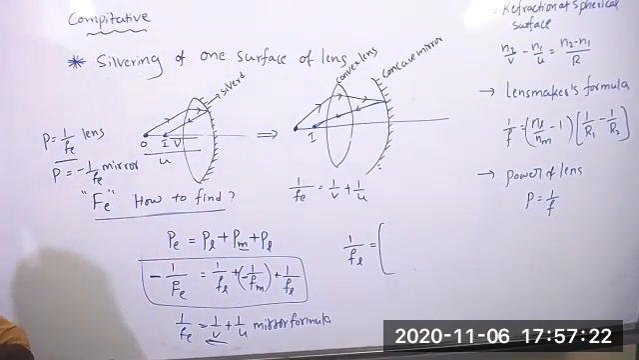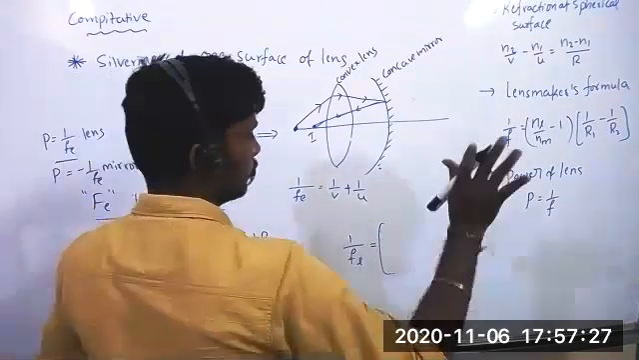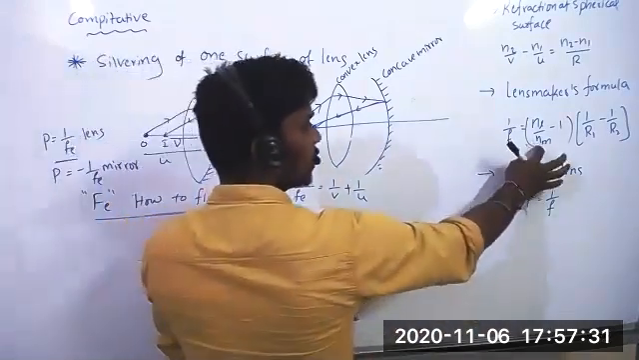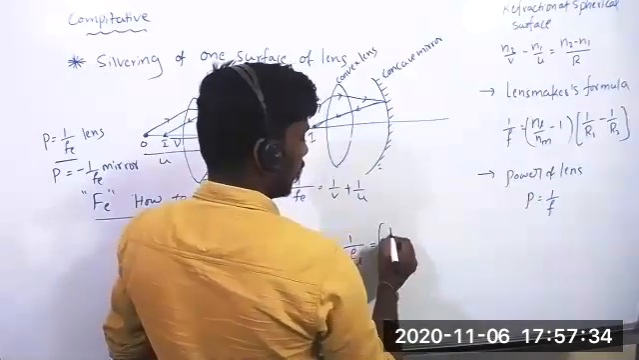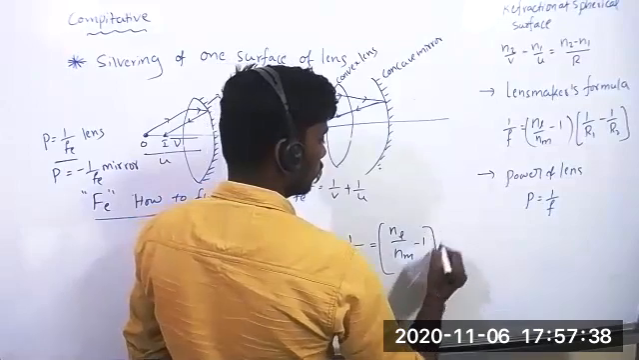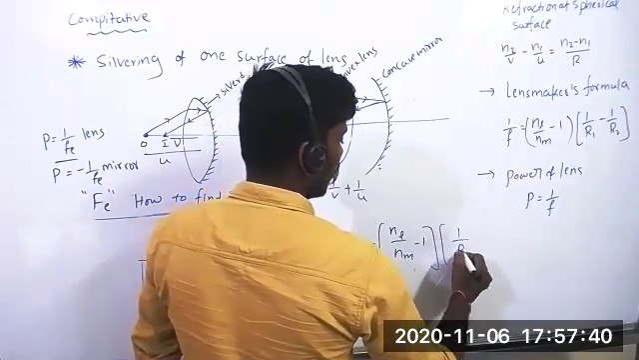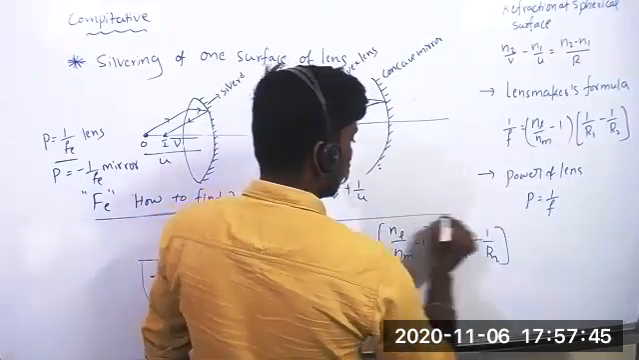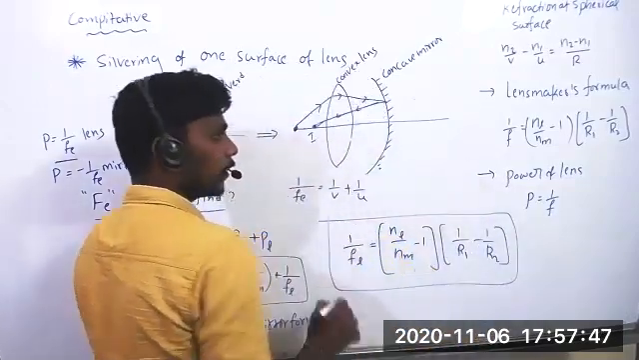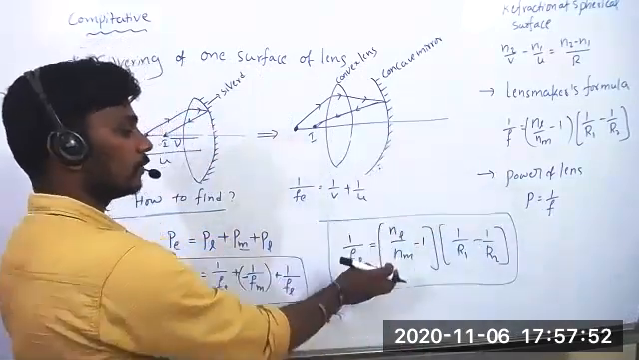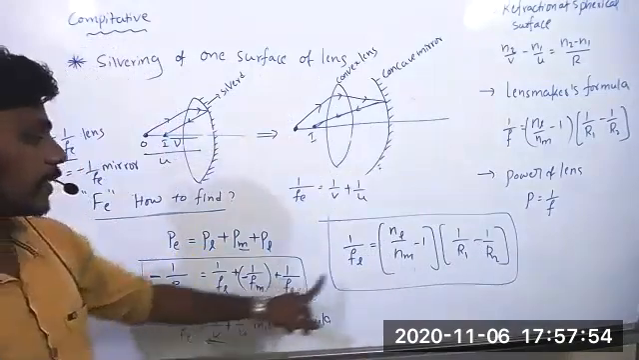How to find? Sainika, I can't hear you. Sir, 1 by V minus 1 by U. No. The focal length of the lens formula is positive: 1 by FL equals (NL by NM minus 1) times (1 by R1 minus 1 by R2). This is the formula to find the focal length of the lens, which is nothing but the lens maker's formula. So the power of the lens we will calculate like this.